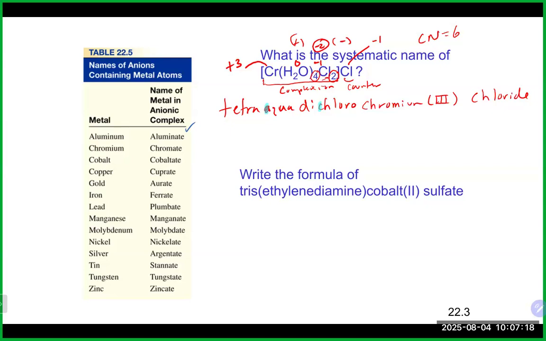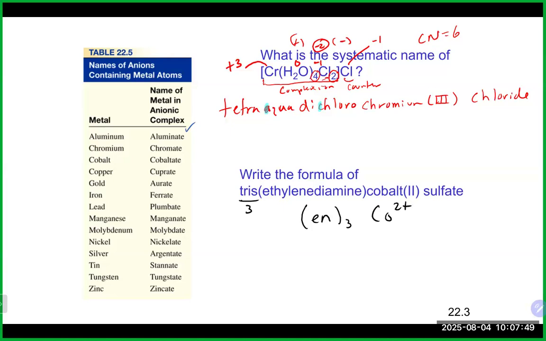All right, in this case on the bottom here, we actually have the name and we want to write the formula. So tris is 3. Ethylenediamine is our en. And as I mentioned before, you can basically use the abbreviation. You can also write out the formula of the CH2, CH2, and NH2 twice. But we'll just go with that. Cobalt, Roman numeral 2 there. That means I have a cobalt with a +2 charge.